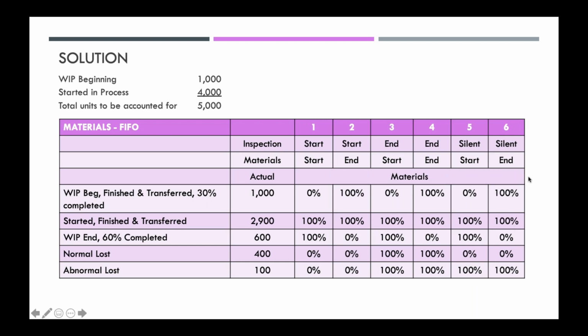Scenario 6, materials is added at the end. So these two, which is the end of the process, kaya 100%. Work in process end did not reach the end process, so 0%. And our assumption for scenario 5 is the same as in scenario 6. The assumption is at the beginning kapag normal loss, and then at the end kapag abnormal loss.